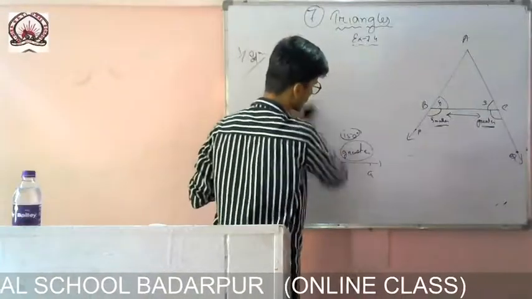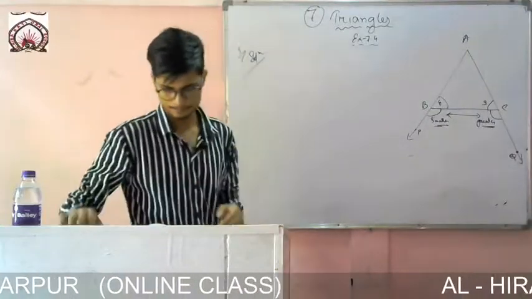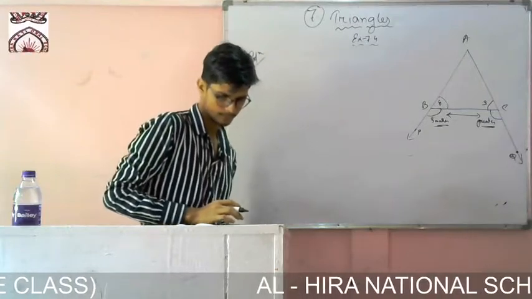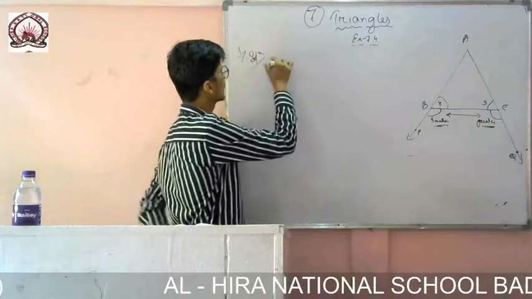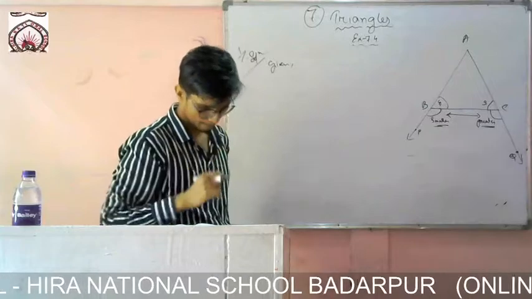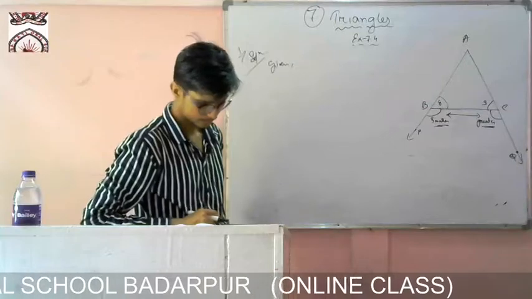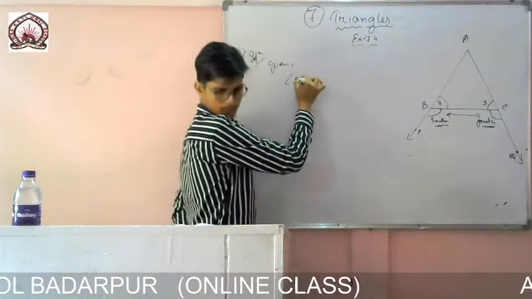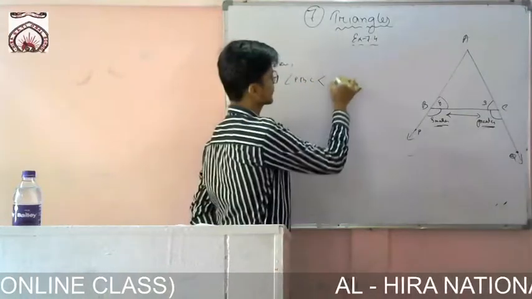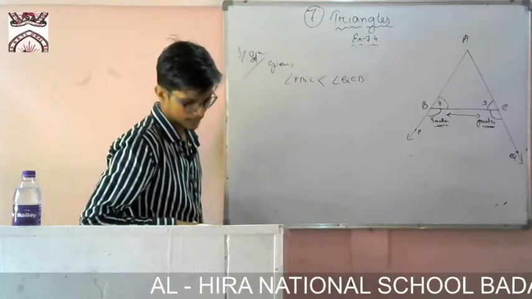So we'll use this one. No need to write this and this thing. This one I have written so that you can understand. Now I'll solve the sum. So you write like this. Given, I am just solving directly. Angle PBC is smaller than angle QCB.